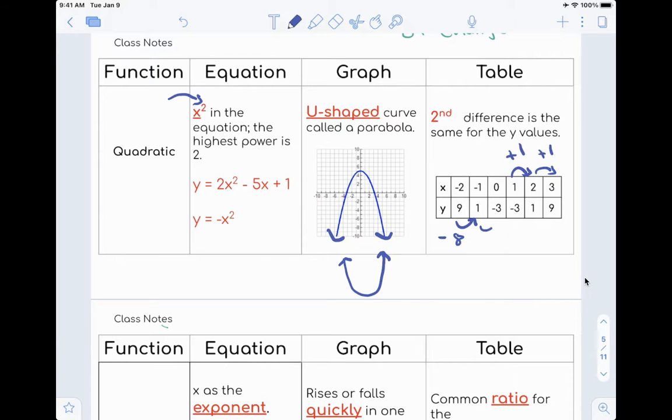And to go from 1 to -3, that's a decrease of 4. From -3 to -3, there's no change. From -3 to 1, that's an increase of 4. And from 1 to 9, that's an increase of 8. So I do not see the y values being the same when I took that first difference. So I know it's not linear.